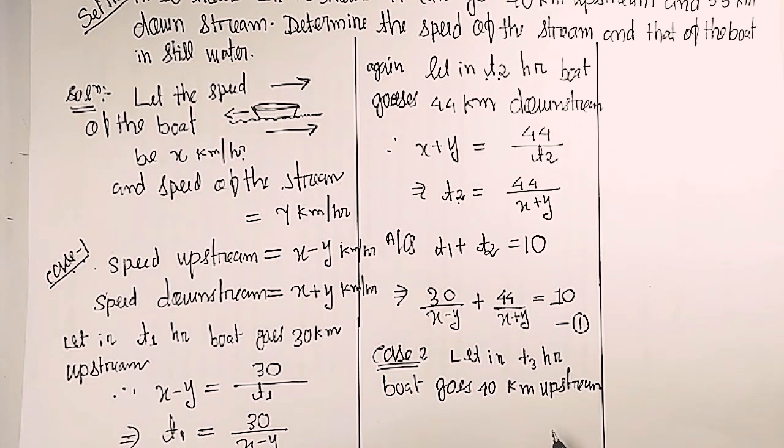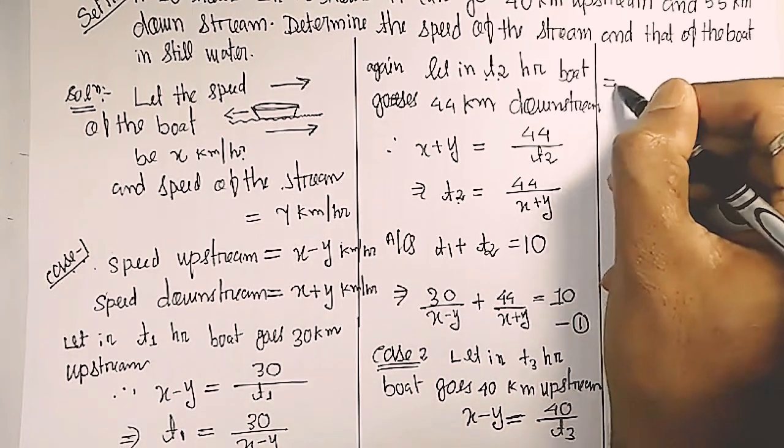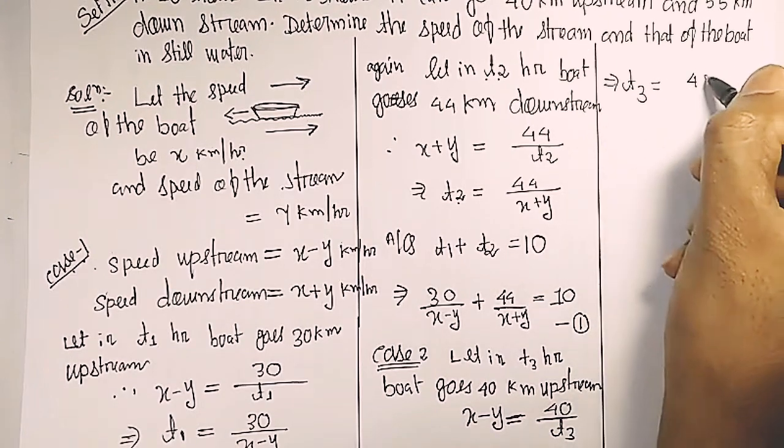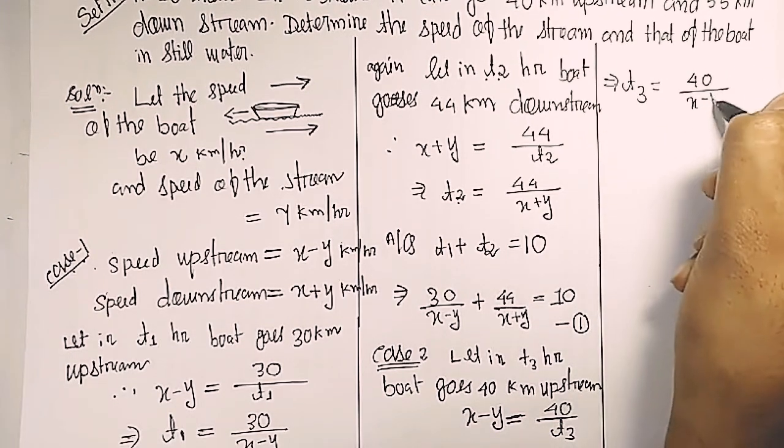So 40 kilometers upstream, it means what? The speed upstream, we know, is x minus y, which equals distance divided by time taken. The distance is 40, and the time taken is T3. So from here, T3 equals 40 divided by x minus y.